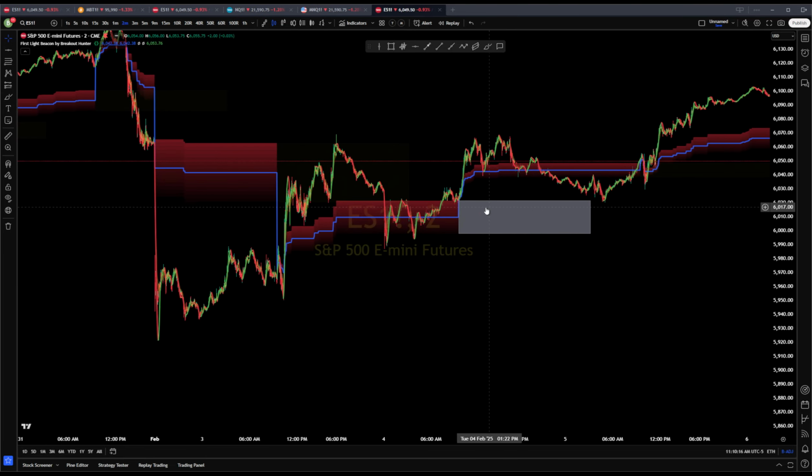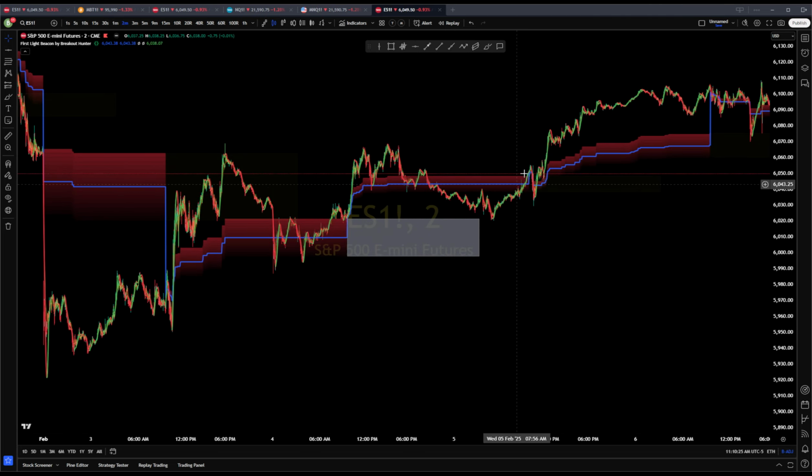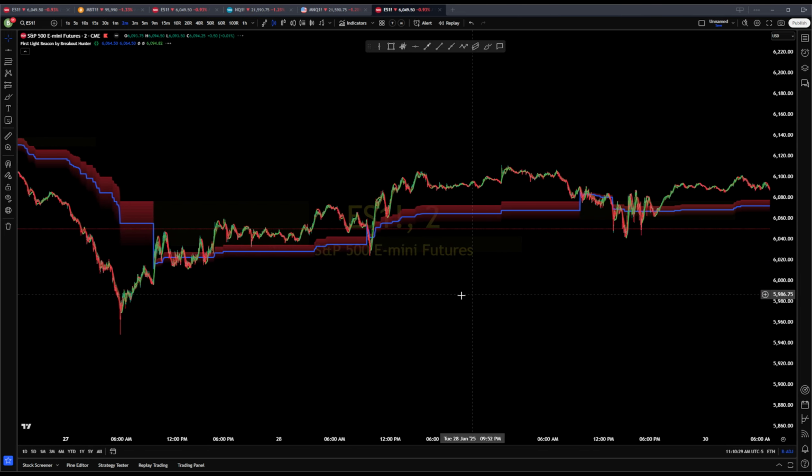Now, this right here is the next daily session. And if you look, it came down, boom, respected this zone right here and took off. Boom, there it goes. So these will give you really good points to get into trades.